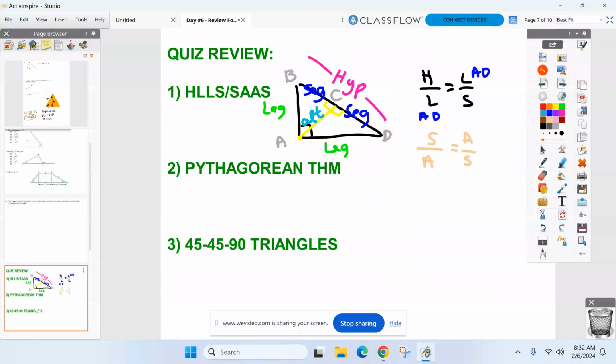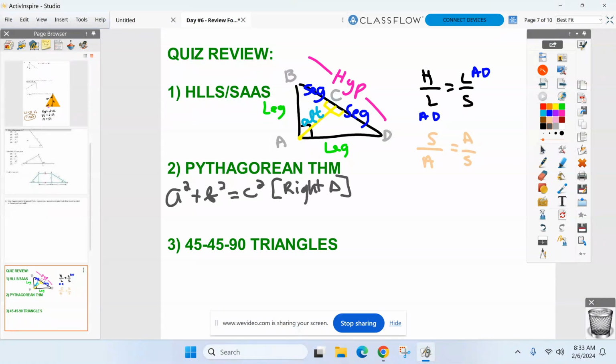We all good? Hills and SAS. It's got to be that diagram: an altitude drawn to the hypotenuse. Has to be. All right, Pythag. Hey, this could come up in any problem. It might be a 30, 60, 90 or a 45, 45, 90, and you could still use Pythag if you have 2 out of 3 sides. This is for a right triangle only.